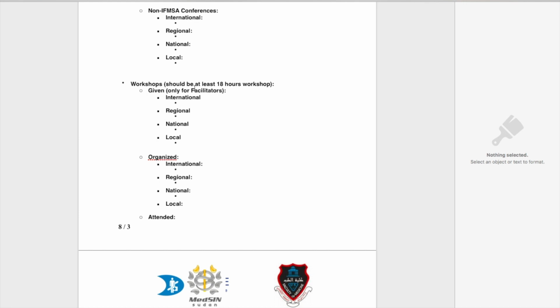Given is for the facilitators. It's for the person who gave the workshop, the person who stood in front of the other people who attended the workshop and gave them the material. So if you're one of those, then step right up. This is for you. You just have to figure out what your workshop was, categorized as national, regional, international, local. Find the suitable spot, type it in. I gave a workshop about this or that at this specific date, at this specific place, and I was the facilitator, so that's good for you.